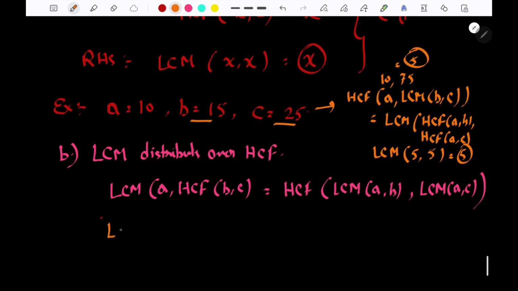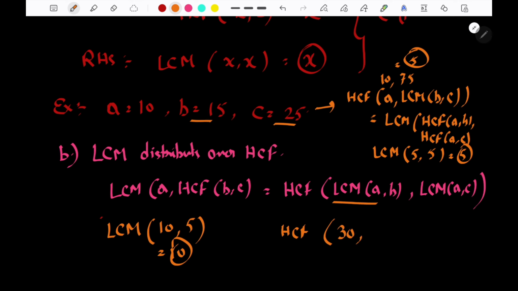Now let's check out LCM. A is 10, HCF of B comma C is 5. So what is the LCM of 10 comma 5? That is 10. Now HCF of LCM of A comma B, 10 and 15. What is the LCM? 30. A comma C, that is 50.